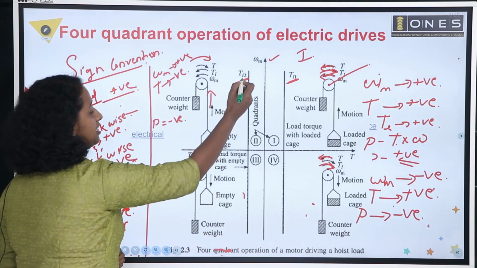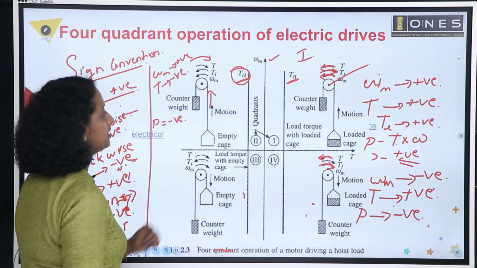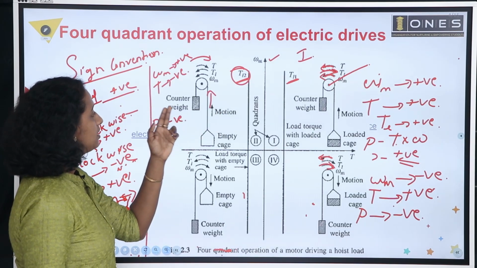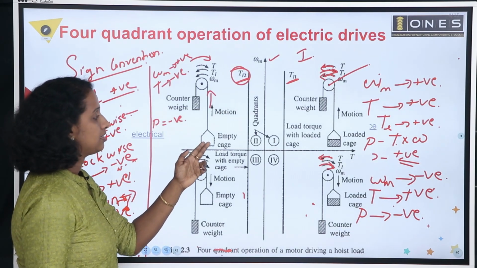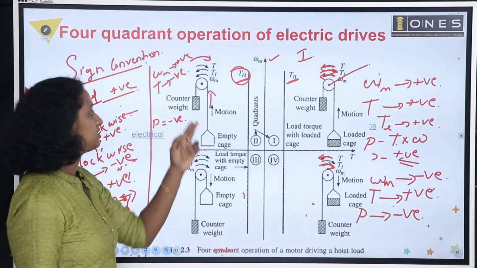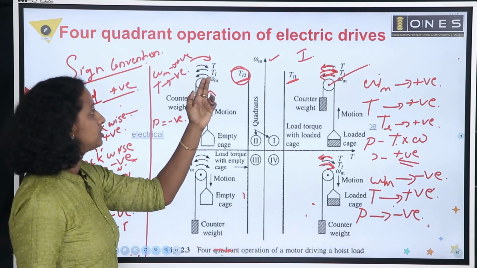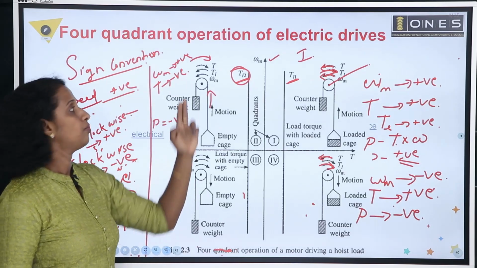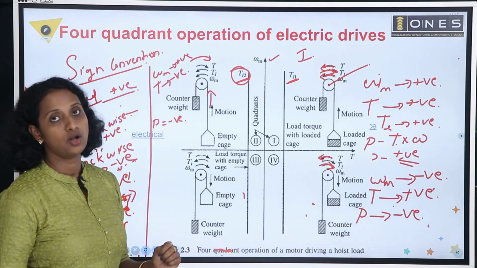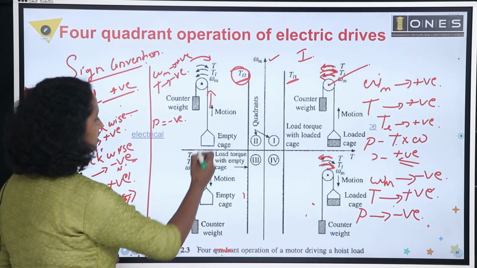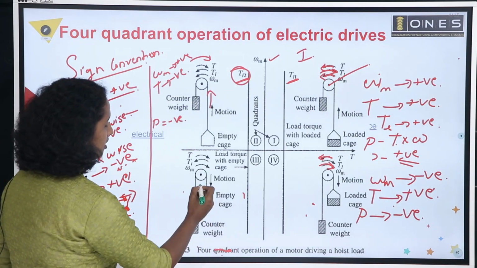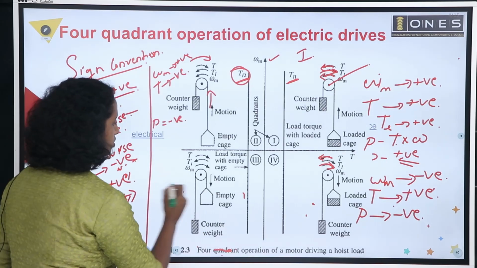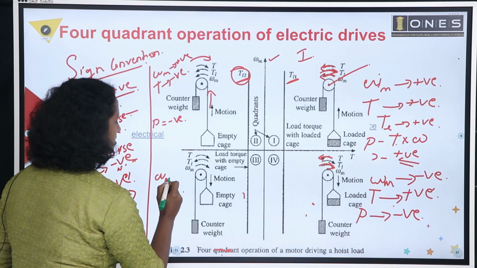Now TL2. What about TL2? TL2 is the load torque characteristics here. It is the difference between the counterweight and the empty cage. This difference is TL2, and the motor torque has to overcome this load torque here. Okay. The last case here, look at this. This empty cage has to be moved downwards. So motion is downwards, so omega m is negative here.